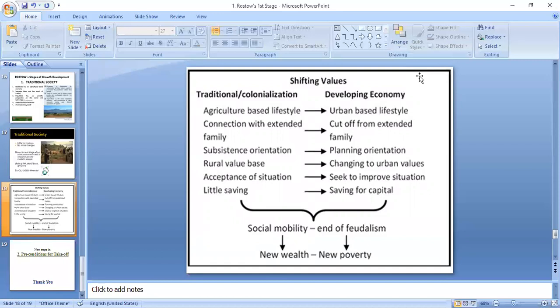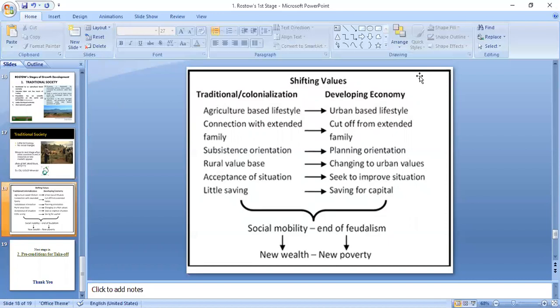പിന്നെ പ്ലാനിങ് ഓറിയന്റഡ് ആണ്, സബ്സിസ്റ്റൻസ് ഓറിയന്റഡ് മാത്രമല്ലാതെ പ്ലാനിങ് ആൻഡ് മാർക്കറ്റ് ബേസ്ഡ് ആണെങ്കിൽ അവിടെയും ദെയർ ഷോസ് സം ഷിഫ്റ്റ്, ചേഞ്ചിങ് ടു അർബൻ വാല്യൂസ്, seek to improve situation, savings മുമ്പത്തെ ഒരു സൊസൈറ്റിക്ക് ഇല്ല. അവർക്ക് അന്നുള്ള കാര്യങ്ങൾ മാത്രം, സേവിങ്സ് എന്ന് പറയുന്നത് വളരെ കുറച്ച് ആളുകളിൽ മാത്രം, ഫ്യൂഡൽ സിസ്റ്റത്തിൽ മാത്രം ഒതുങ്ങി നിൽക്കുന്നത് മാത്രമായിരിക്കും. ഈ പണിയെടുക്കുന്നവരുടെ കയ്യിലേക്ക് ഒന്നും എത്താത്ത ഒരു അവസ്ഥ.